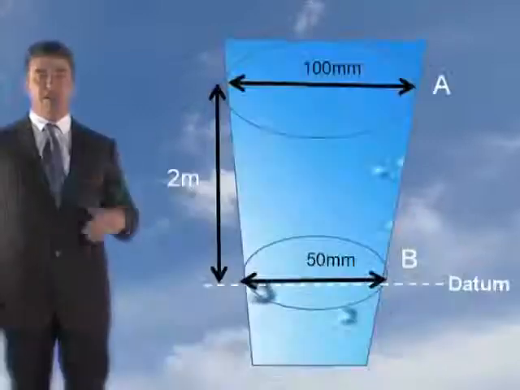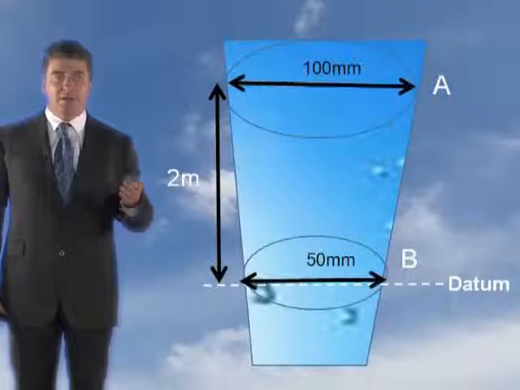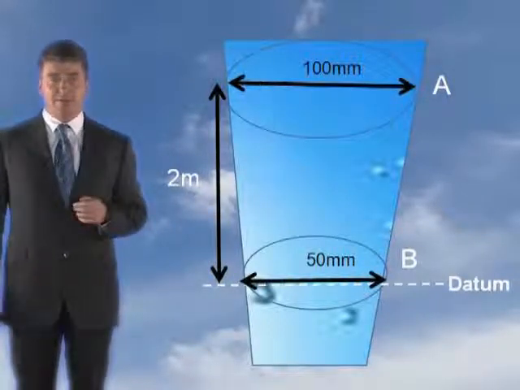That's the question. Remember, what's the first thing you do every time? Produce a sketch. Look at this sketch here. This is identifying the problem. At point A, point B. Now, you've got 2 metres high, 100 mil diameter and 50 mil diameter.